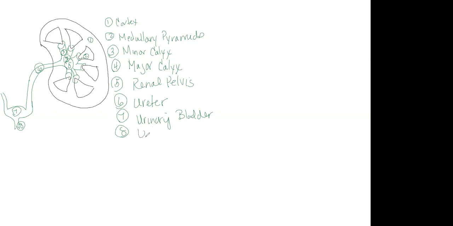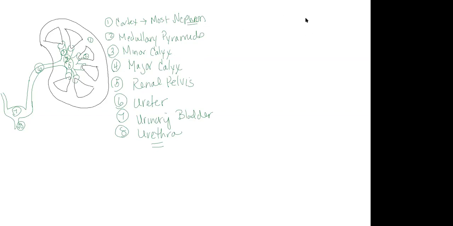Urethra. Very good. So we have all the parts of the kidney, and we want to understand the flow. Remember what we said here: most nephrons are located here. And before we can understand the nephron, we have to understand blood flow. So let's go on to that next step.